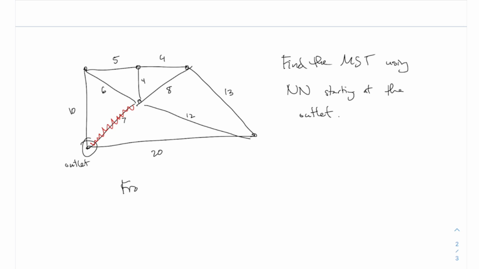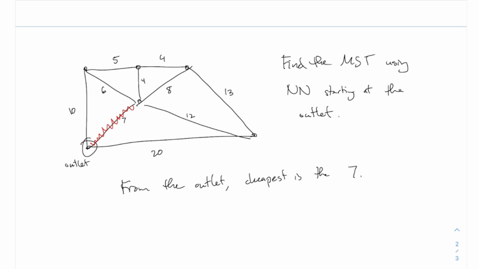I'm going to try and do a little narration here. So from the outlet, the cheapest is 7. So I'm going to choose the 7, right? Now we look at all of the edges that are touching the tree that we've made so far. It's not much of a tree, but this is what we've got so far, this edge. And now I look at all the edges which touch this edge, and I ask myself, what's my next cheapest option? It could be something from the outlet, or it could be something from this one, because I'm just looking at all the edges which touch that part that we got so far.